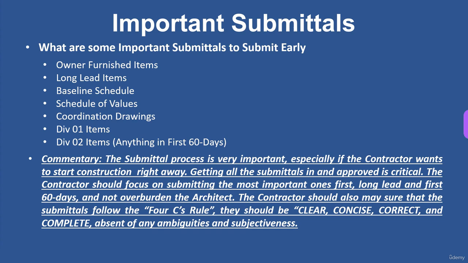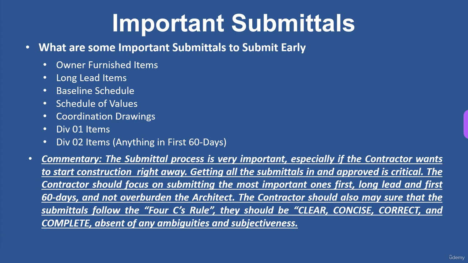The contractor should also make sure that the submittals follow the 4Cs rule. And I talk about this more in my How to Hold Owners More Accountable class, but in the CSI manual, there's something called the 4Cs, which drawings and architects should follow as well. It basically means if you submit something, it should be clear, concise, correct, and complete, and absent of any ambiguities and subjectiveness.